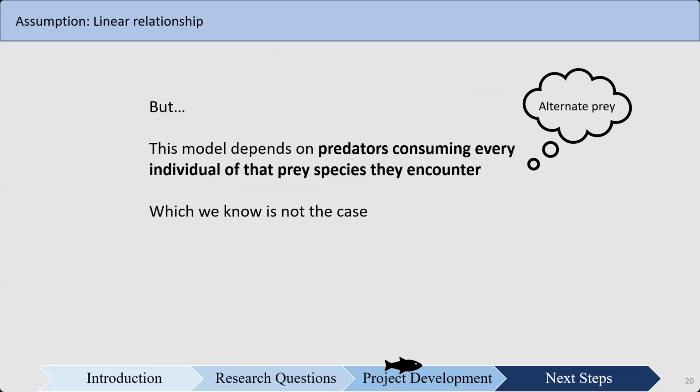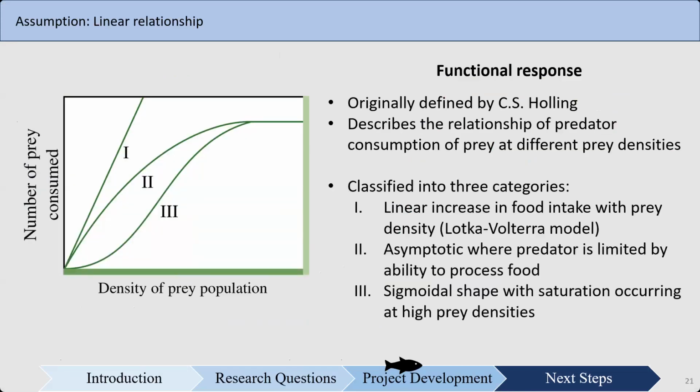And so in that case, we're going to use something that's called a functional response. And this was originally defined by C.S. Holling, and it describes the relationship of a predator's consumption of prey at different prey densities. Generally, it's classified into three categories. The first is this linear relationship that we were talking about before. The second is an asymptotic relationship where predators are limited by the ability to process food. And the third is this sigmoidal shape that we see here.